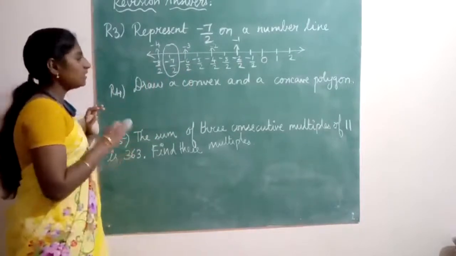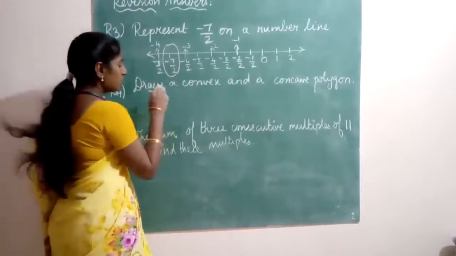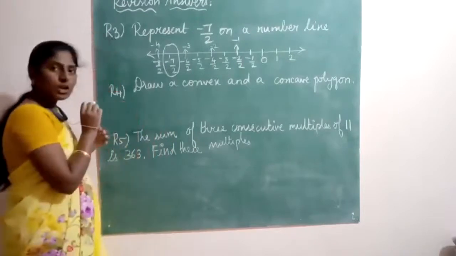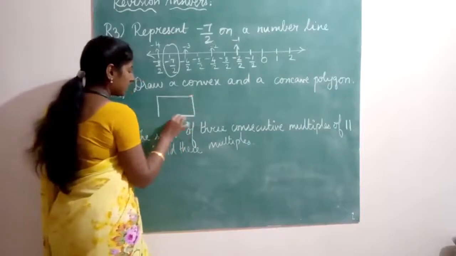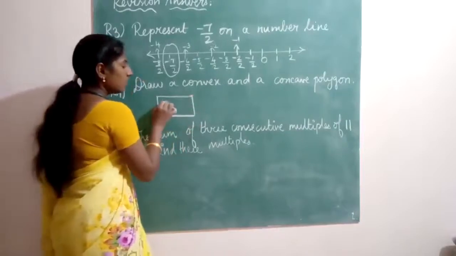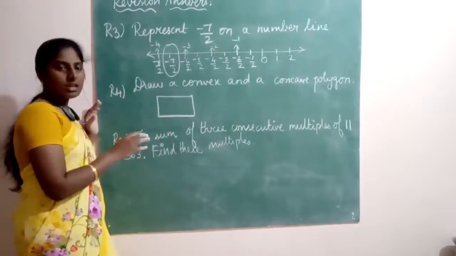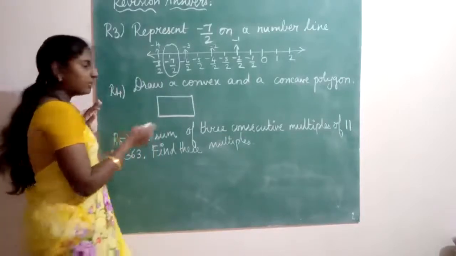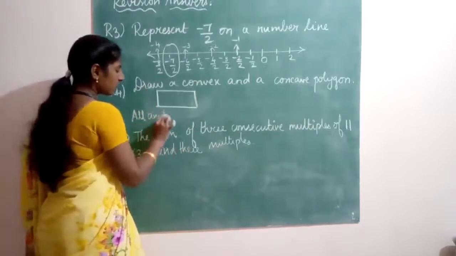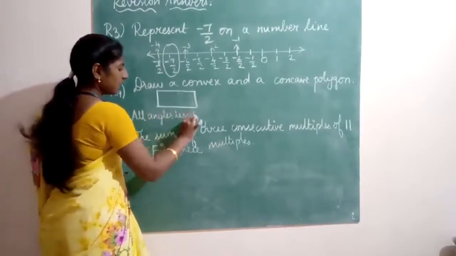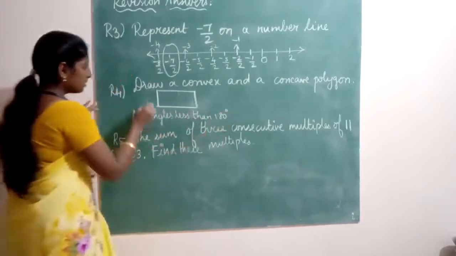Next, draw a convex and a concave polygon. How to draw a convex polygon? A convex polygon is like a square or a rectangle. Here all the angles are less than 180 degrees.